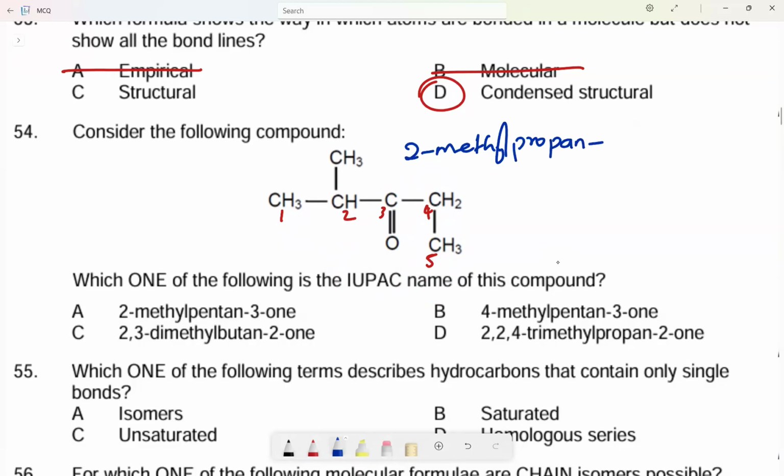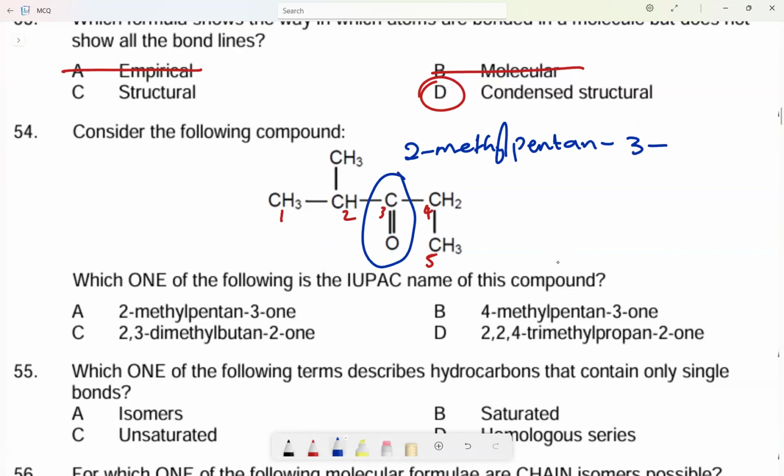Prop, carbon number 3. Let me see, carbon number 3. What is happening here? Longest chain 1, 2, 3, 4, 5. Prop it is 3. No, sorry, prop it is 3. Pent, 5 it is pent. Pentan. On carbon number 3, I have a functional group. Therefore, it is 3, and it is what?